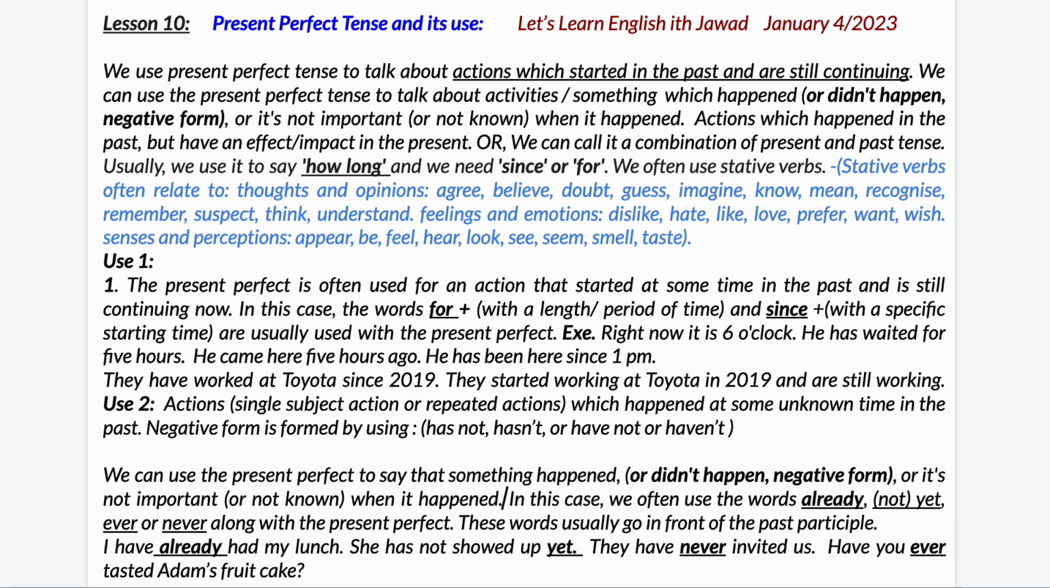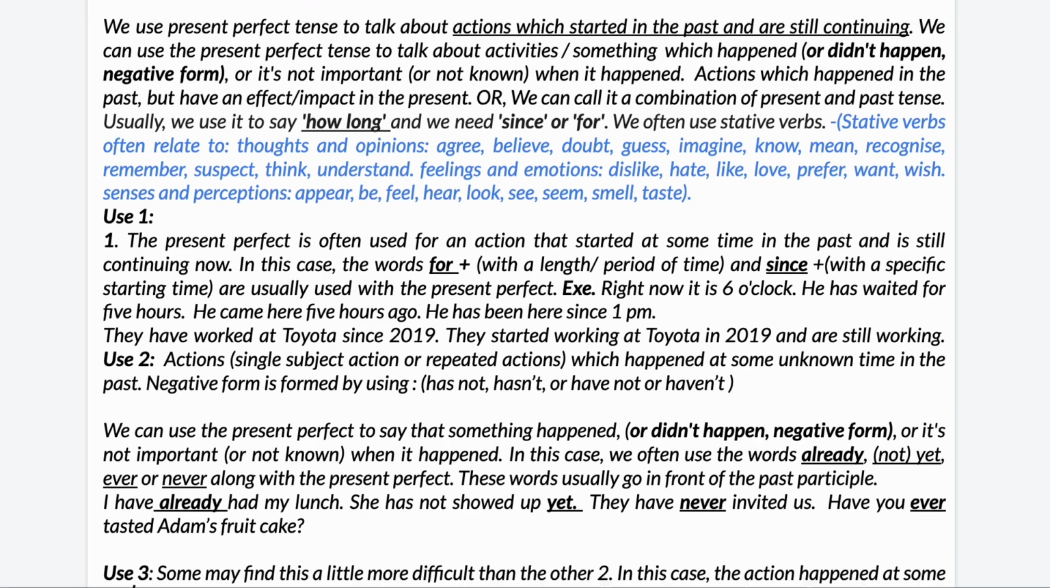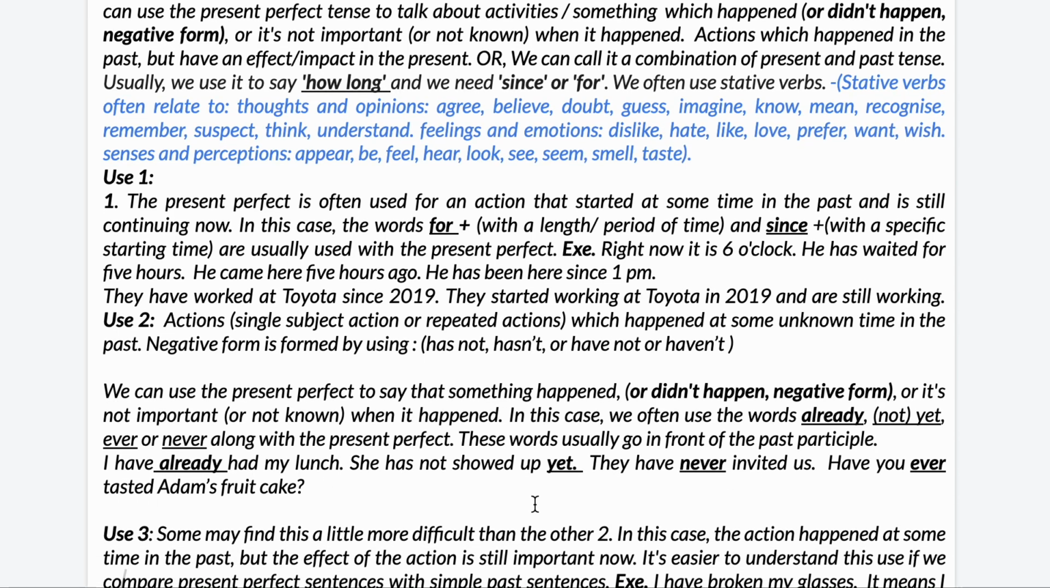So in this case, we often use the words already, not yet, ever, or never, along with the present perfect. So I have examples given here that will clarify any misconception or confusion created here.